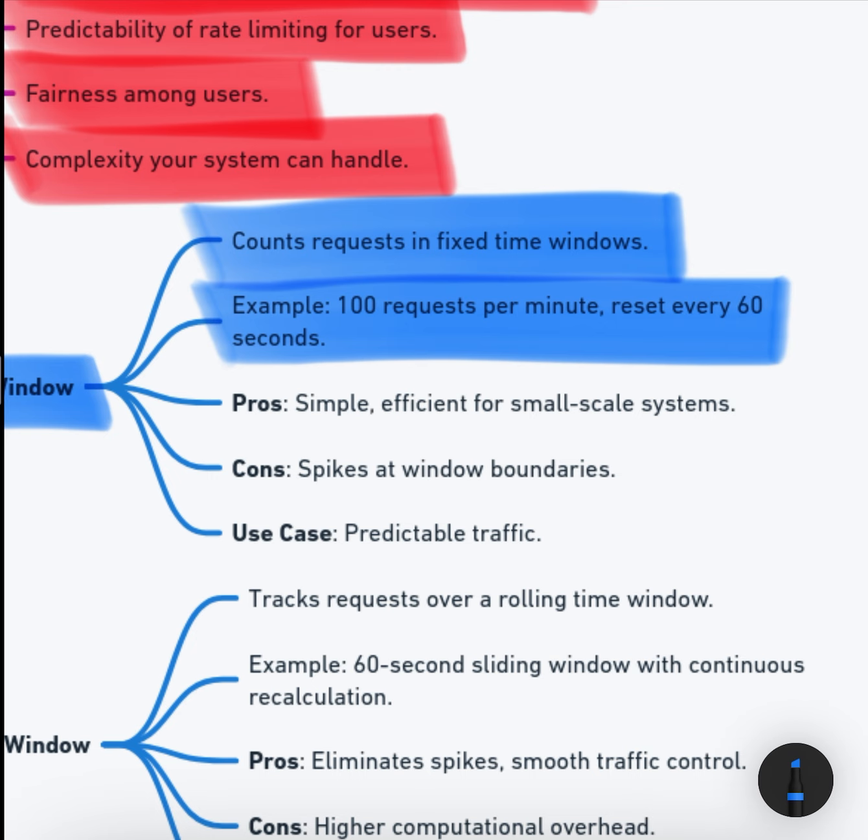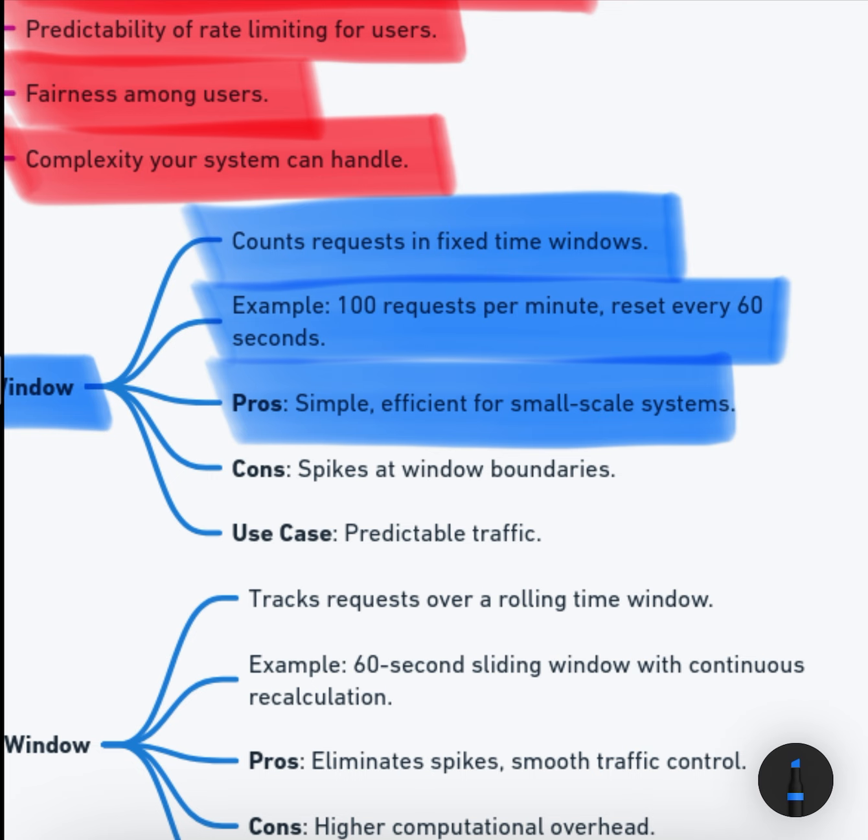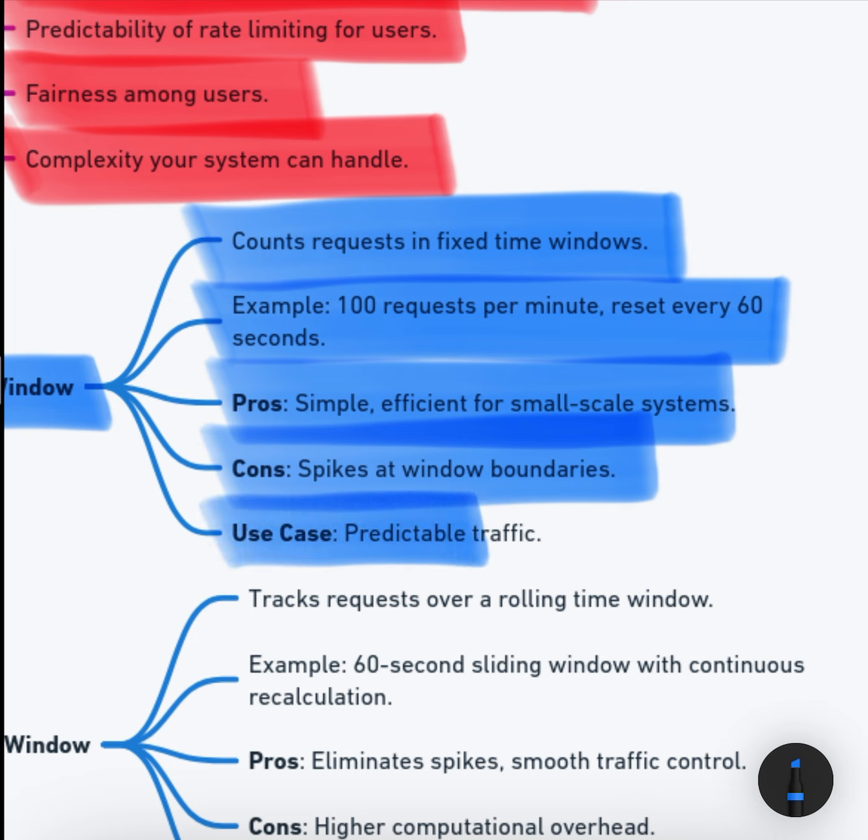Pros: simple to implement and efficient. Works well for small-scale systems. Cons: boundary spikes. A user can send 100 requests at the end of one window and 100 more at the start of the next, effectively sending 200 requests in a short span. Use case: ideal for systems with predictable traffic where spikes are acceptable.